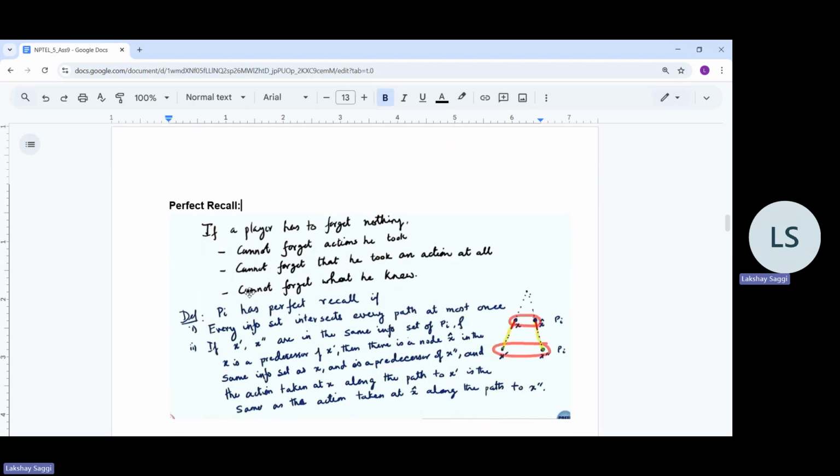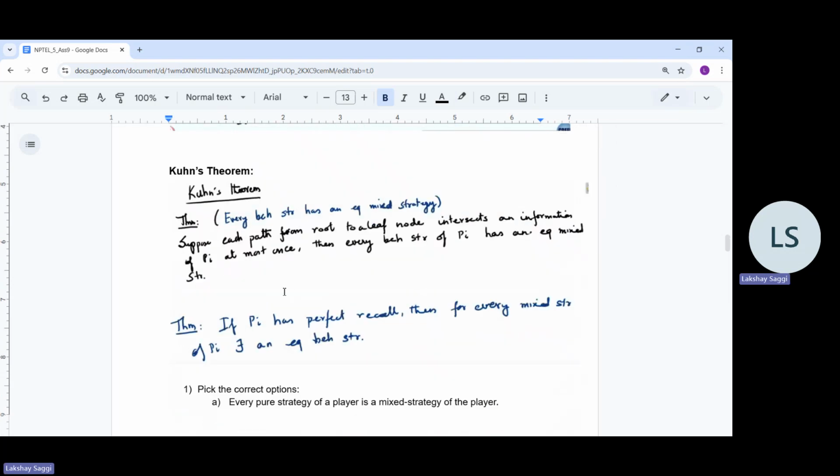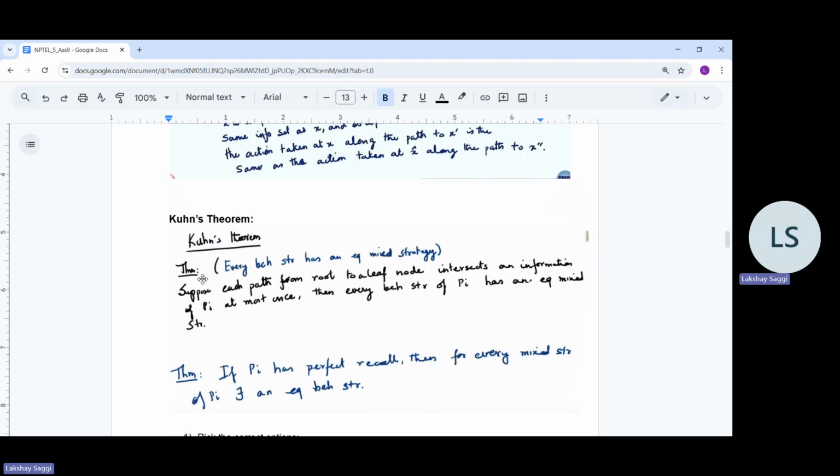On a high level, I'll just give you the idea that if a player has perfect recall, like if these conditions are satisfied for a player Pi in the game, then every behavioral strategy will have an equivalent mixed strategy for the player, and every mixed strategy will have an equivalent behavioral strategy for the player. So if a player has perfect recall, then he or she will have equivalent mixed and behavioral strategies. Okay, so this is what essentially Kuhn's theorem states.